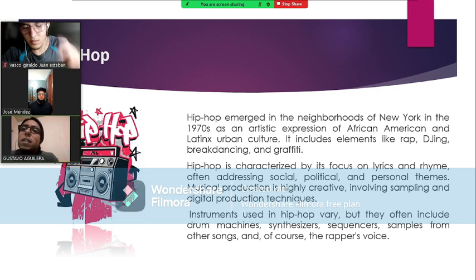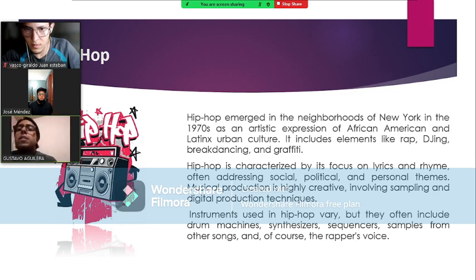It emerged in the 70s as an artistic expression of African American and Latin urban culture. It includes elements like rap, DJing, breakdancing, and graffiti. Hip hop is characterized by a focus on lyrics and rhyme, often addressing social, political, and personal themes. Musical production is highly creative, involving sampling and digital production techniques.